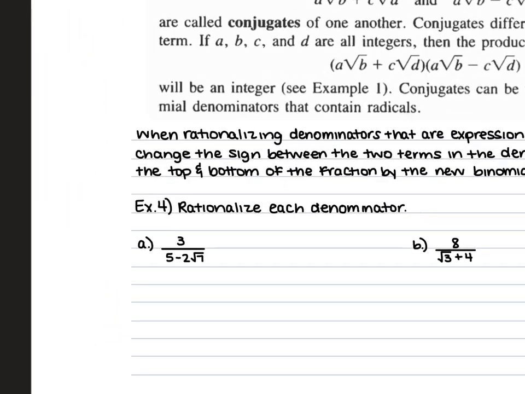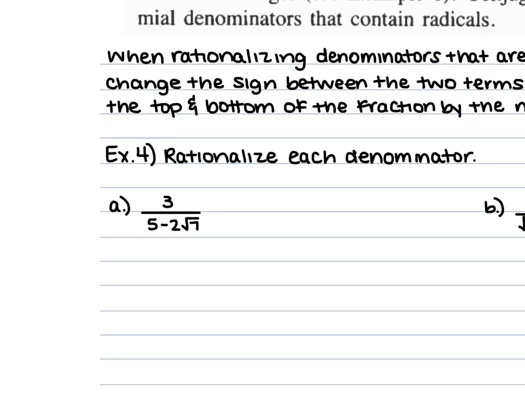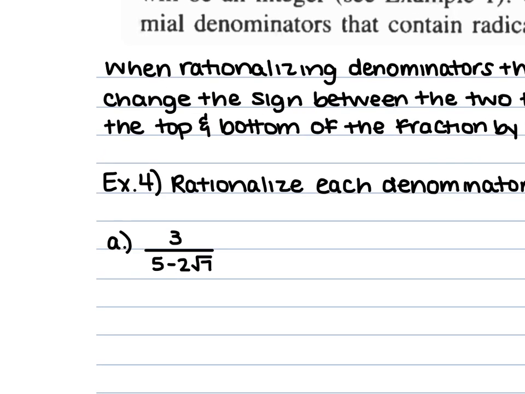With denominators that are binomials that include radicals, we still have to rationalize these. By doing this, it's a lot easier than we did before. The only thing we have to do with these is to take the conjugate of the denominator, which means keep the terms, switch the sign in between them, and multiply the top and the bottom by that. And that will get rid of our radical.